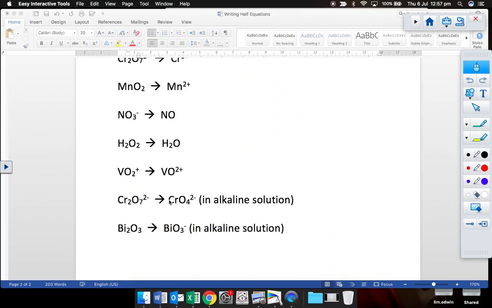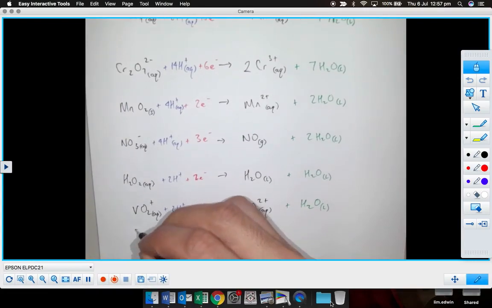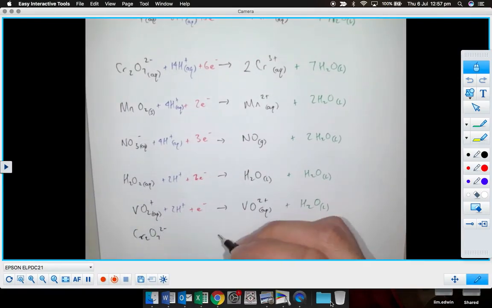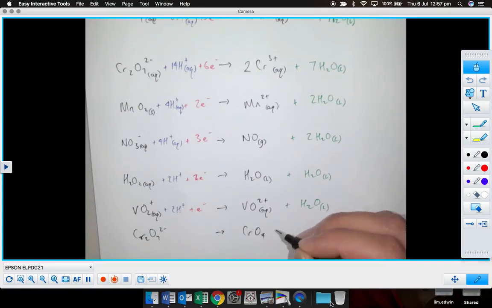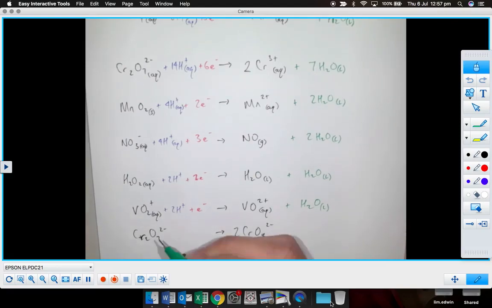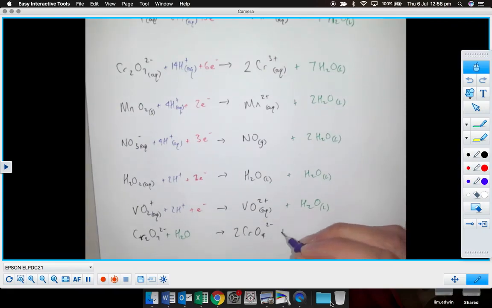So we've got Cr2O7 2- goes to CrO4 2- in alkaline solution. So let's practice that. Cr2O7 2- goes to CrO4 2- in alkaline conditions. First of all, I've got to balance out the non-hydrogen, non-oxygen elements, which is the Cr. I'm going to put a 2 over here. Now how many oxygens have I got on the left? I've got 7. How many oxygens on the right? I've got 8, which means I need to add a water over here. How many hydrogens have I got on the left? 2. How many hydrogens do I need to add on the right? 2.